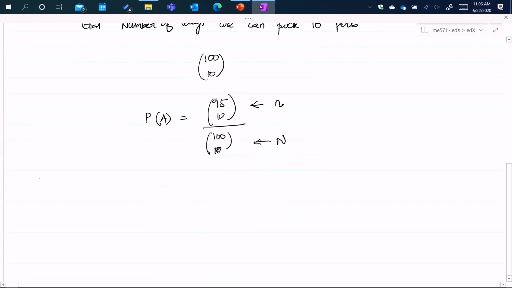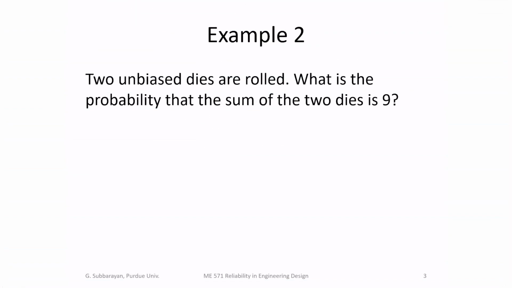Okay, so next I'm going to work out example 2. In example 2, we have 2 unbiased dice and they're rolled. What is the probability that the sum of the 2 dice is 9? These are unbiased, meaning that they have equal probability of getting any of the 6 faces to roll up. So any one side has probability of 1/6.